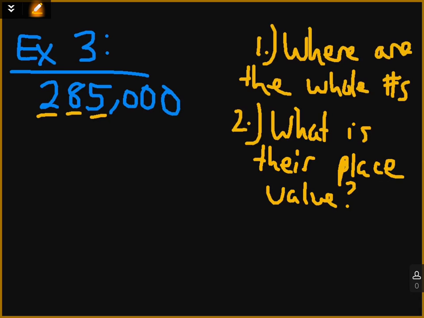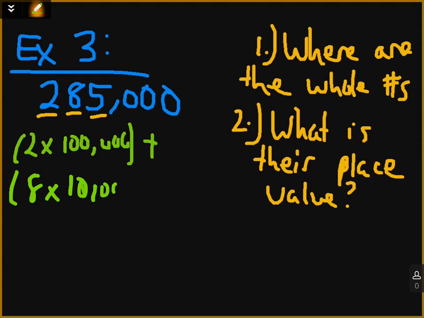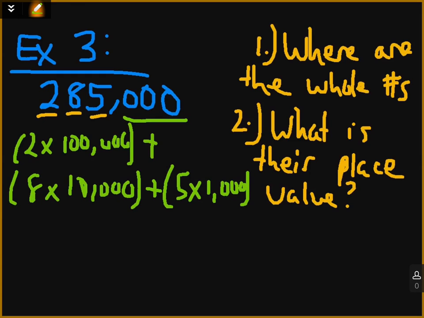Okay, so the 2 is in the 200,000 spot, so it would be 2 times 100,000 plus 8 times 10,000, because it's in the 10,000 spot, plus 5 times 1,000. And that's it, because there's no other whole numbers, right? Those are all zeros. That's expanded form. We're writing it in expanded form. We're just saying, okay, this whole number times its place value, 100,000.